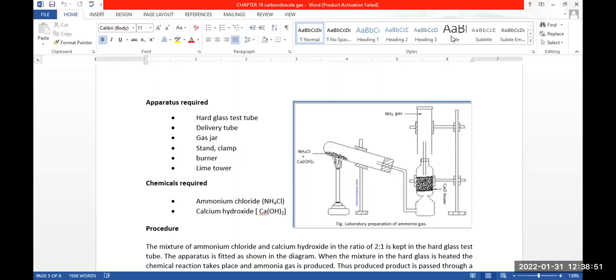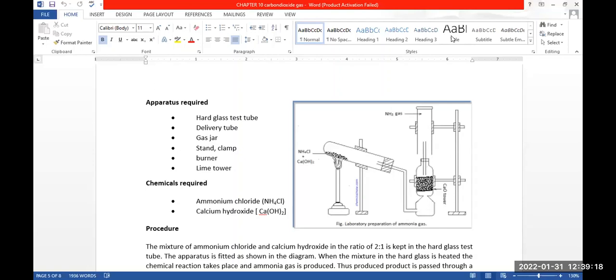Other chemical property is reaction with acid. When ammonia reacts with acids, it produces the white fume of ammonium salts. For example, ammonia plus hydrochloric acid gives white fume of ammonium chloride. Ammonia plus sulfuric acid, ammonium sulfate is produced. Ammonia plus nitric acid, ammonium nitrate is produced.